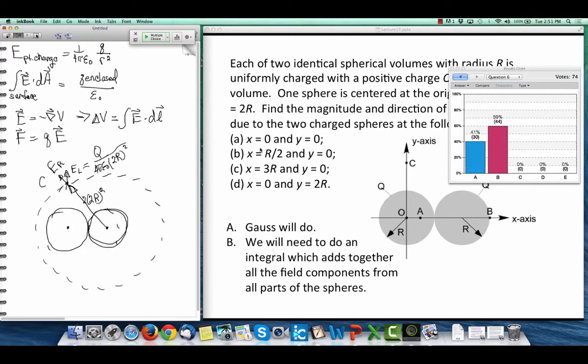And I can do that for any of the points. Gauss's law works for each sphere. At any point I want to choose, I can find the electric field due to that sphere, both magnitude and direction. Since I have two spheres, at any point I'll have two vectors, one from each of the spheres, and the sum of those two vectors will give me the total field.